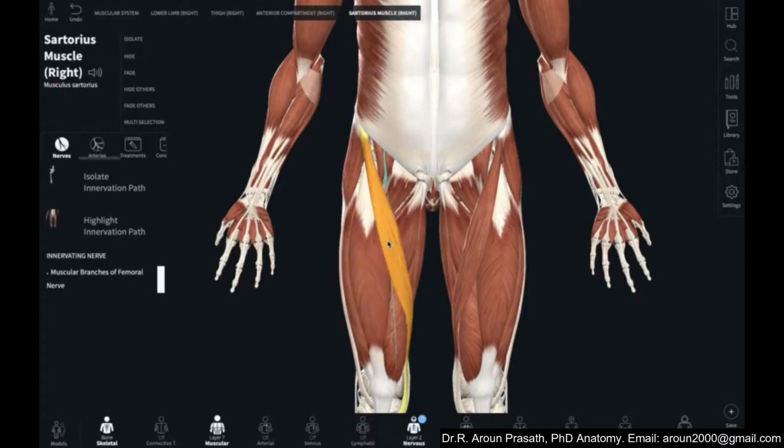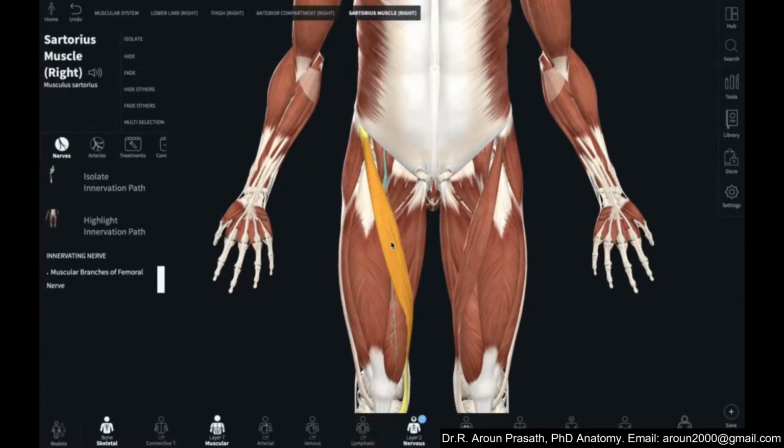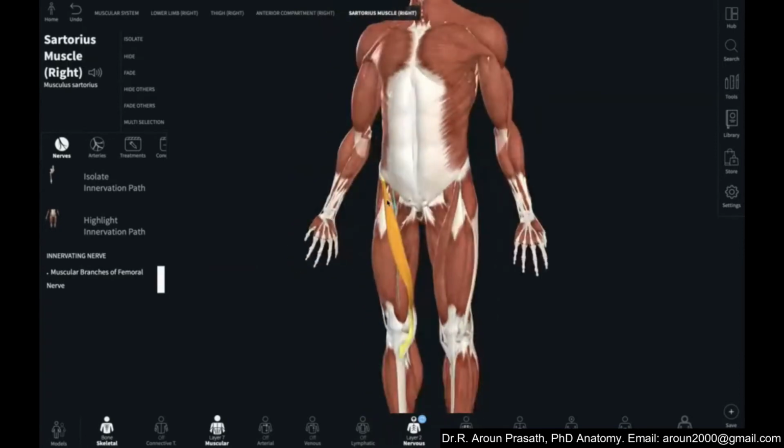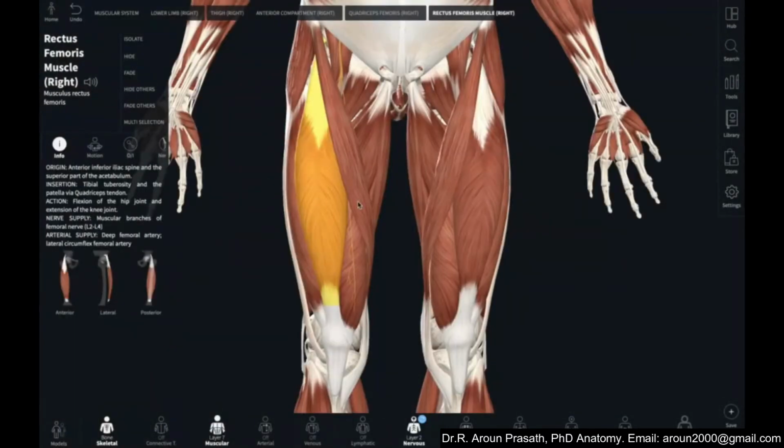So there is one long muscle in the body. This is the Sartorius, which is said to be the longest muscle in the body, from the anterior superior iliac spine, coming all the way down to the medial aspect of the tibia. All the muscles present in the anterior aspect of the thigh help with the extension of the knee as well as flexion of the hip region.